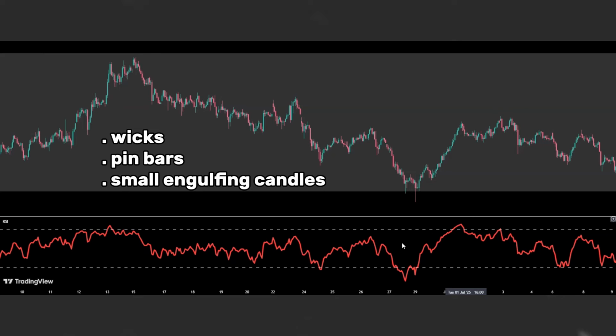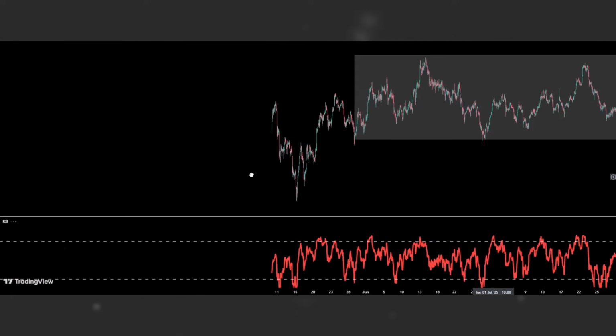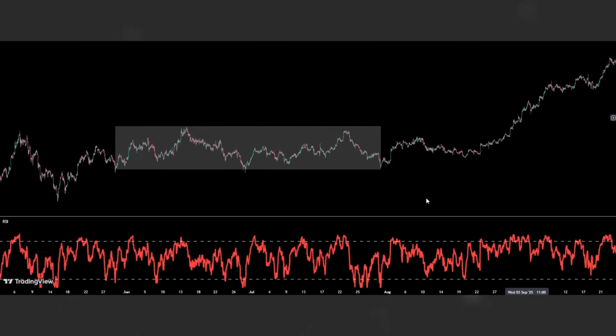Range trading is safer in sideways markets because you are not fighting the trend. However, if a strong trend starts, range signals can fail. This is why you always check RSI and price action together.